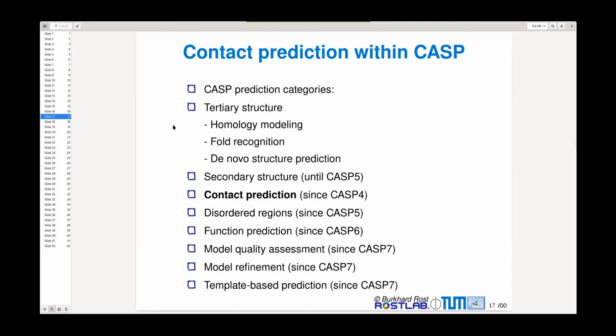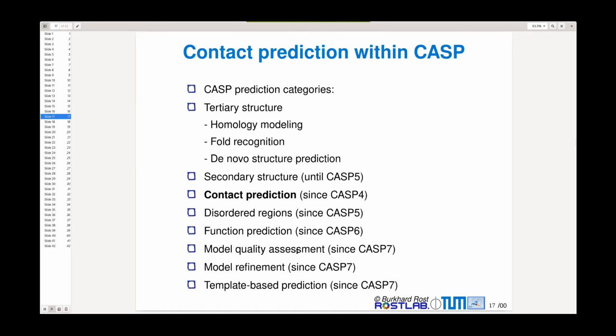The overall goal was, of course, to assess the performance of prediction methods on tertiary structure. But CASP has grown quite a bit over time, and there were many different subcategories added over the years. The most important one for our lecture here would be the contact prediction category, which has been around since CASP 4, so pretty early on. Thank you, Burkhard. Yeah, the first one was in December 1994, so quite a while. We have other categories like disorder, and function prediction has made its way into CASP as well in some capacity.